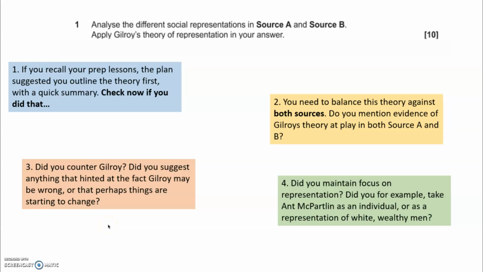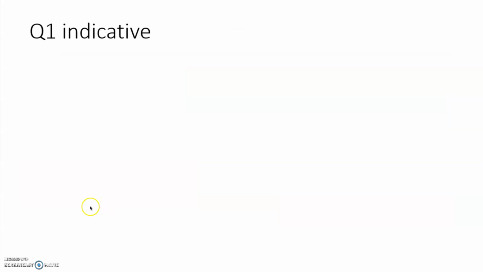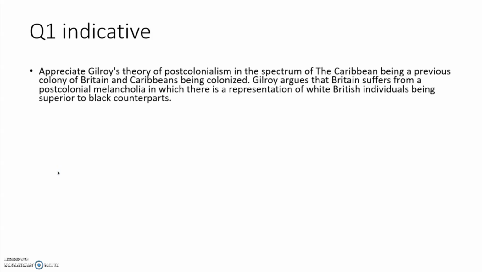Okay. Now, there's four kind of key things that you should do within your answer. I just want to quickly run through now a few key things that you could have said. These are indicative comments that are specific to these sources. So you needed to show an appreciation of Gilroy's theory of post-colonialism. So the idea that the Caribbean was a previous British colony, obviously, and Gilroy effectively arguing that Britain suffers from this kind of what he calls post-colonial melancholia, whereby white British are presented as superior to black counterparts, for example.